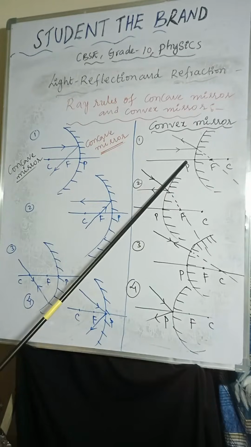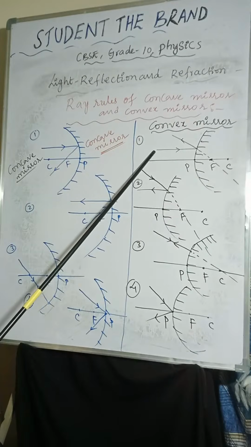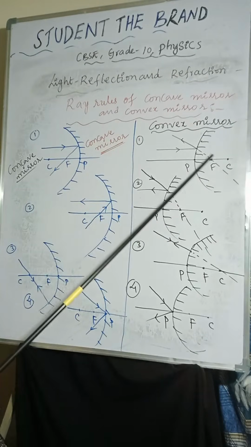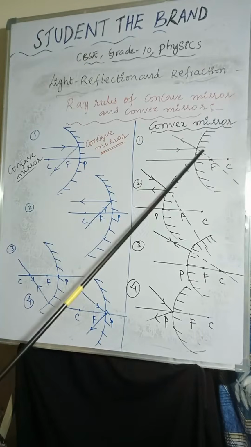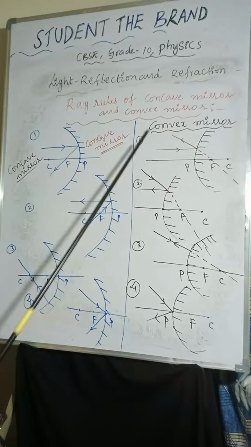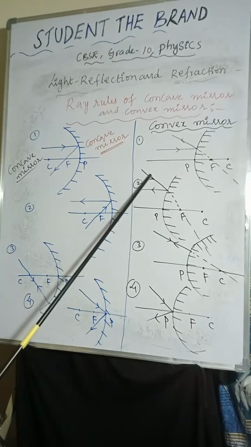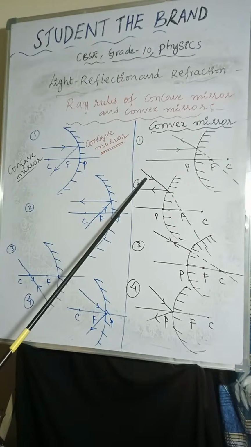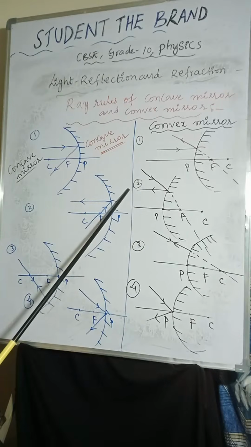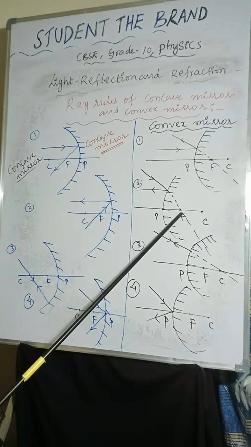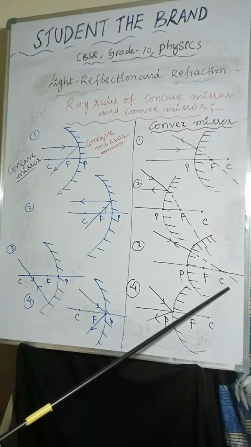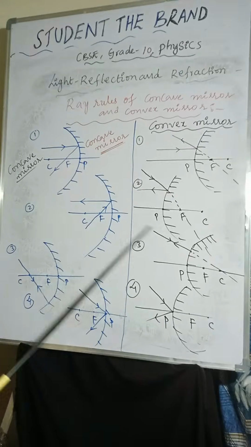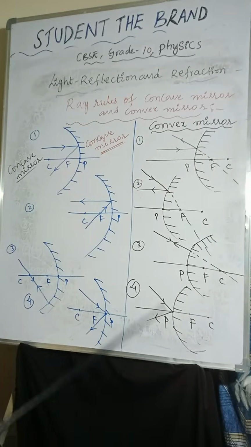So here you can observe in this case, light rays coming from infinity, after reflection, pass through focus. And here light rays coming from source, after reflection, move towards infinity. So it is passing through focus, incident ray. Here the light ray is passing through center of curvature, it retraces its original path. Here the light ray is incident at the pole, it reflects back.